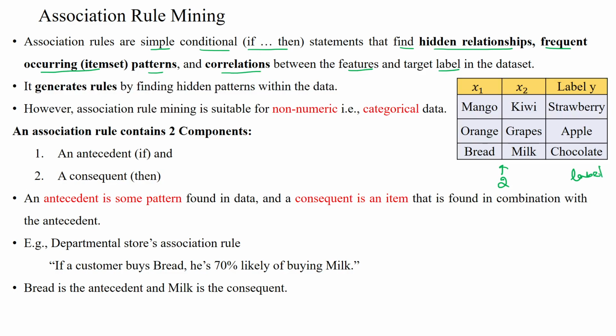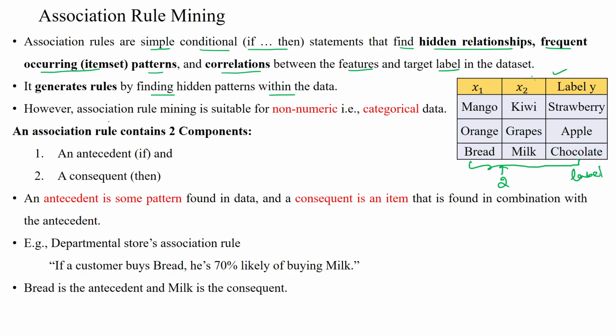So the association rule mining is used to find out the correlation between the features and the label, and also it learns the patterns from the two features, creating the rule to find the relationship between the features and the given label. The generated rules are used to find hidden patterns from the data set.